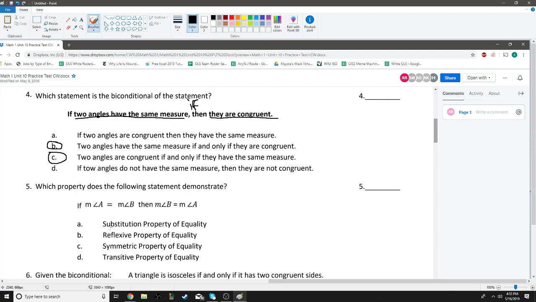For 5, this is the symmetric property. The symmetric property is backwards. Substitution says something like if x equals 3, then 2x plus 3 equals 2 times 3 plus 3.